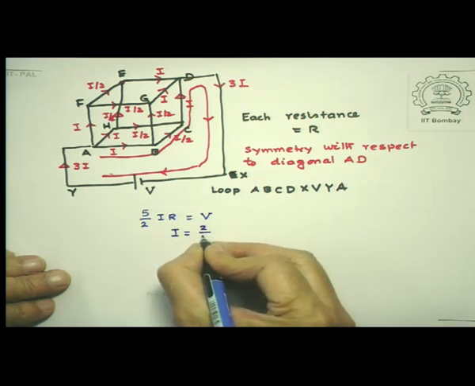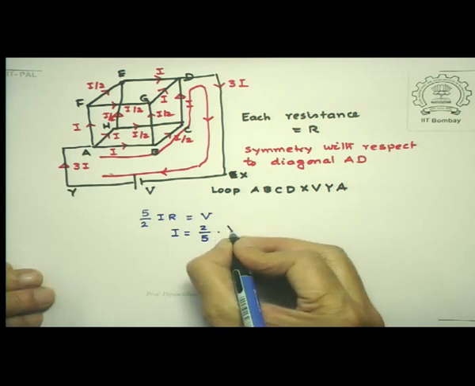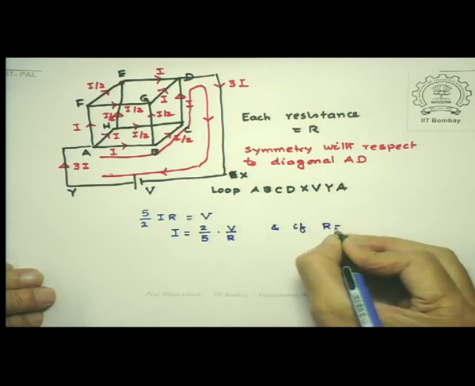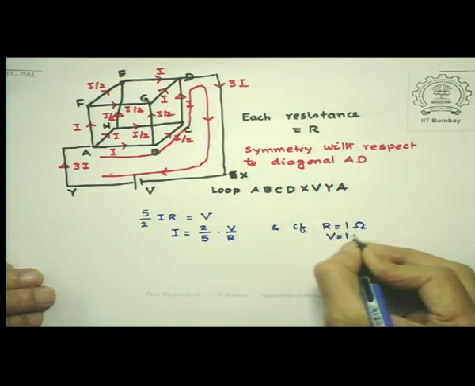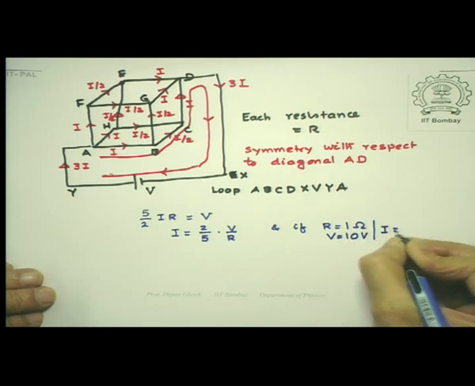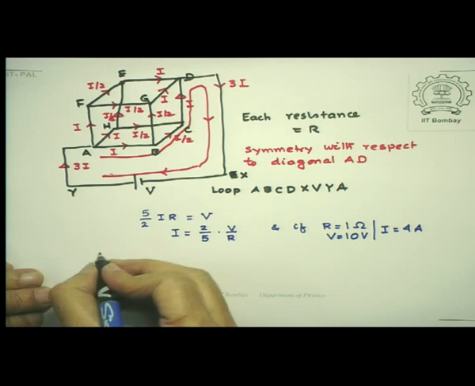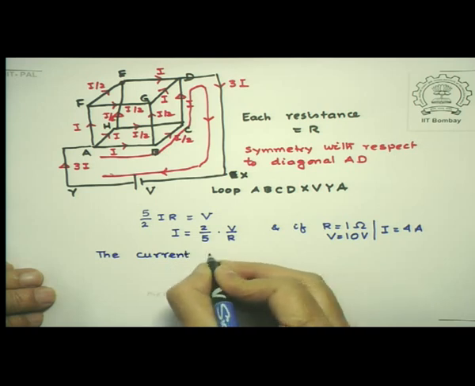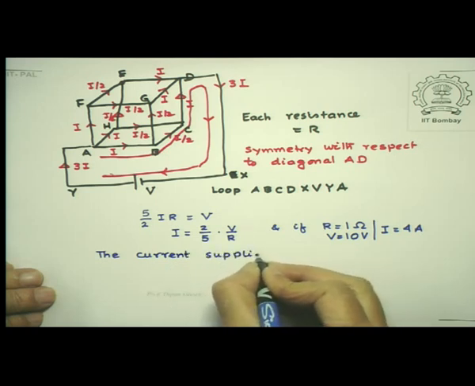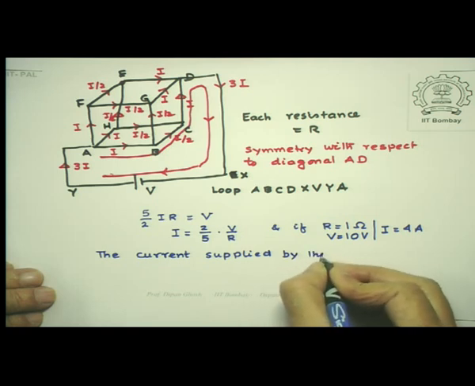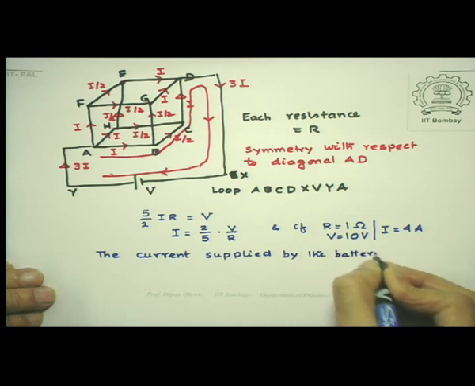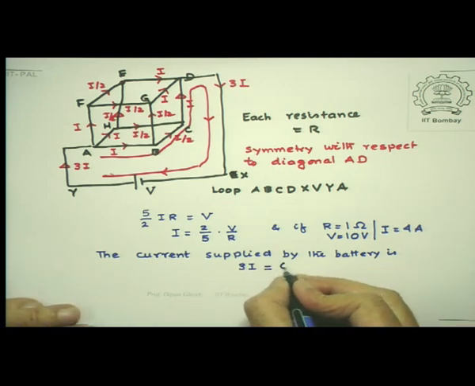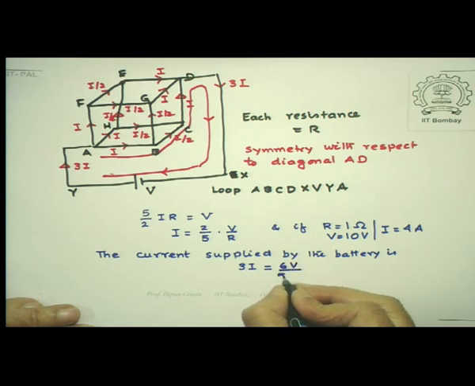current I is given by 2 by 5 V divided by R. And if I give some numbers, for example, if R is equal to 1 ohm and V is equal to, let's say, 10 volts, then the current I will turn out to be 4 amperes. The current that is supplied by the battery is 3I, which is simply 6V divided by 5R.